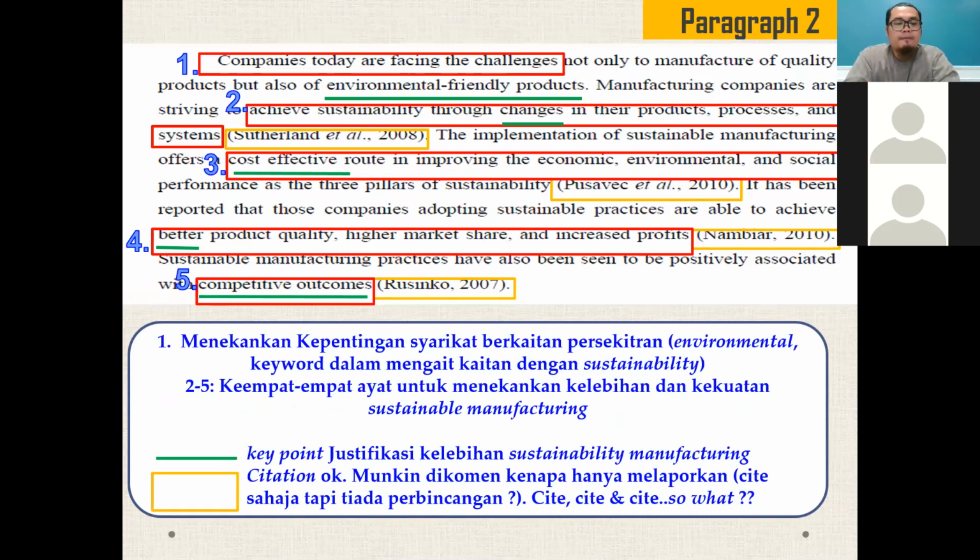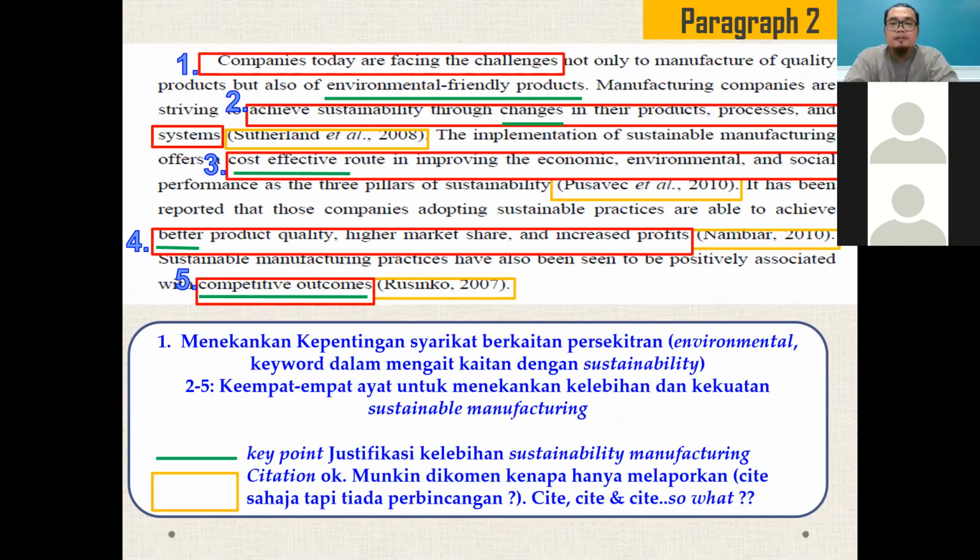Okay, they have 5 sentences here. Number 1, company today are facing the challenge, not only manufacture of quality product, but also environmental friendly products. Okay. Number 2, manufacturing company are strive achieve sustainability through change in their product process and system. They have citation Sutherland 2008. Sorry, Sutherland et al. 2008.